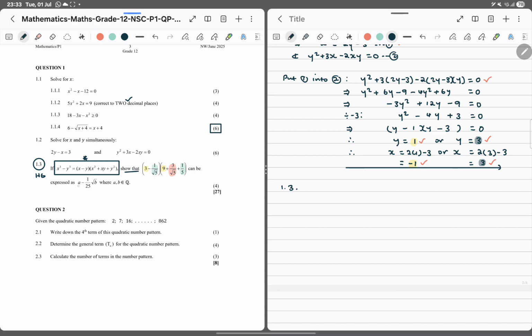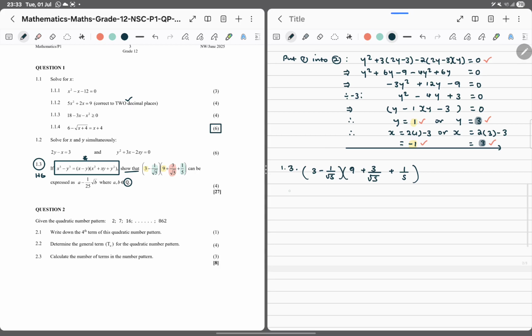Right, so we are told to express this as a minus 1 over 25 times the square root of b, where a and b are rational numbers. Now, a rational number, we know that it's a number that can be expressed as a fraction of integers. Great stuff. So we write what we are given. So this is 3 minus 1 over square root 5 into 9 plus 3 over root 5 plus 1 over 5.